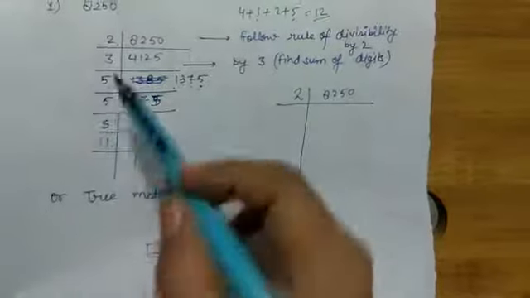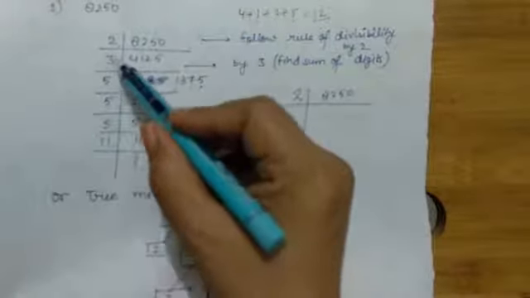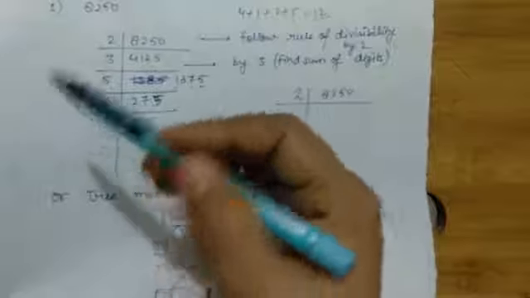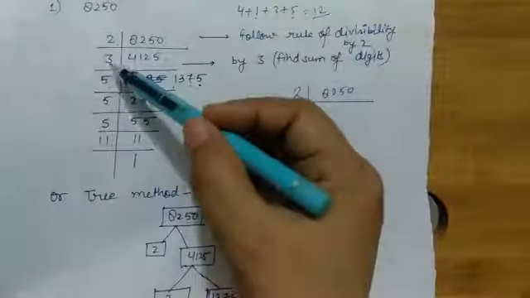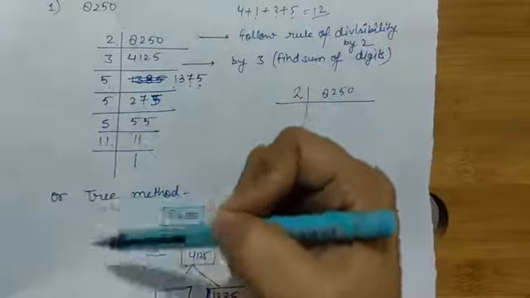And remember always that you will never take the 5 first and 3 later. You have to take 3, then 5, then 7 and 11 in a particular sequence. You have to take these numbers.